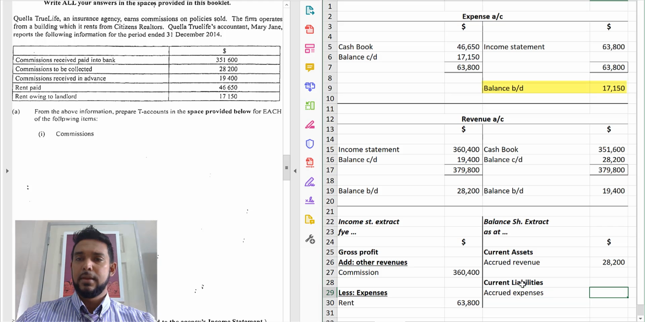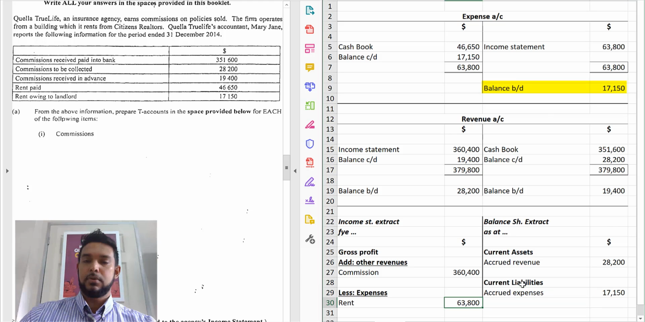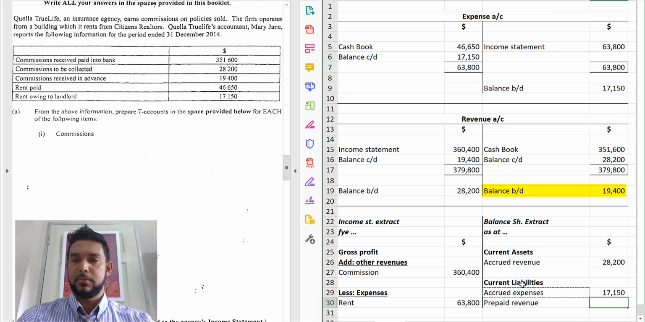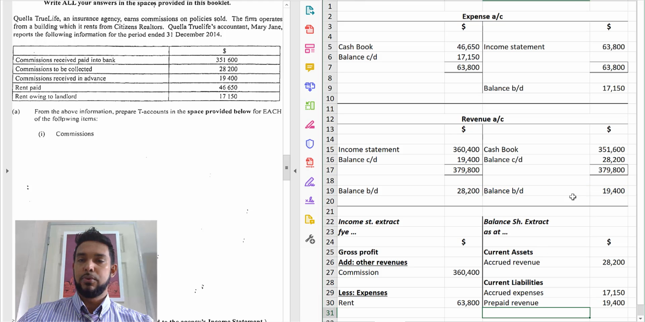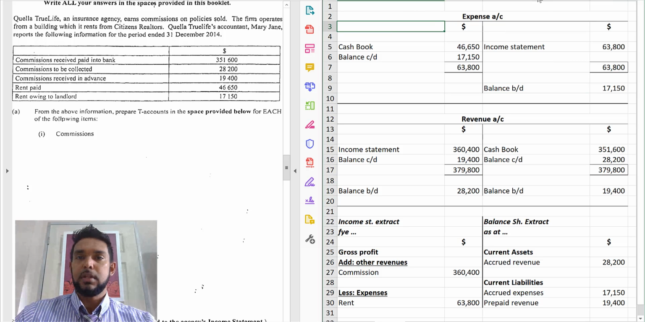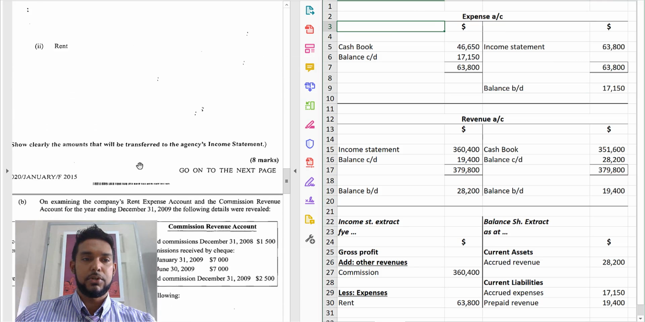What am I saying? That's 17,150, right? And then what we're gonna do, let's just put that down here. We have prepaid revenue as well, which is the 19,400. Notice how both of those items are on the credit side of their respective accounts. Cool. All right, so let's just check the rest of the question.